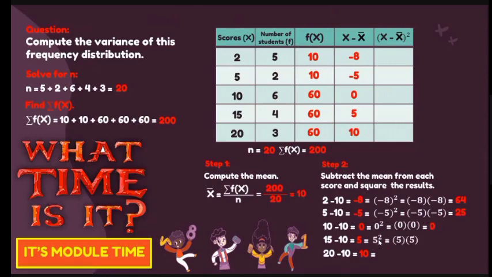Then 5 squared is equal to 5 times 5, which is 25. And then 10 squared is 10 times 10, or 100. So this part, we will transfer this given answer to our fifth column. What we did was multiply our fourth column by itself, so to come up with 64, 25, 0, 25, and 100.